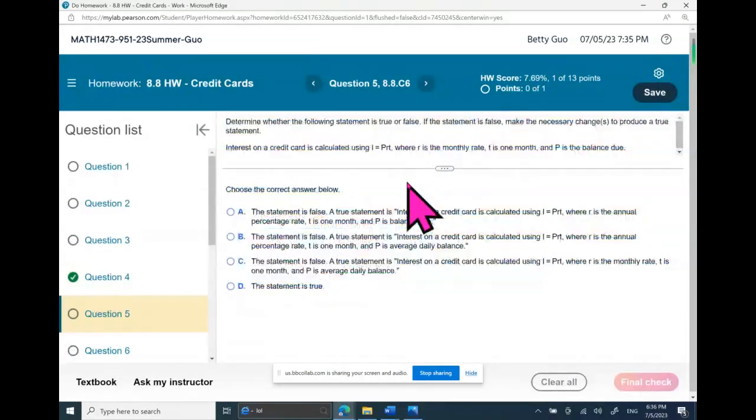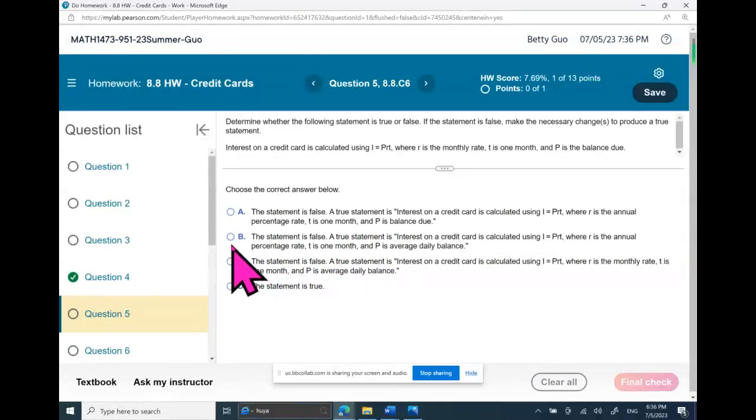And this question. Interest on a credit card is calculated using this formula. This formula is exactly the same as simple interest. However, the meaning of the variables is different. P here is not principal. P here is the average daily balance. R is the monthly rate, that's correct. T is 1 month. P is not simply the balance due. P is the average daily balance.